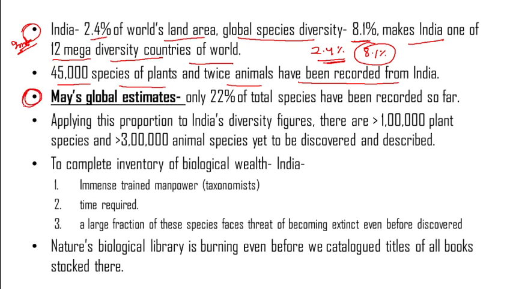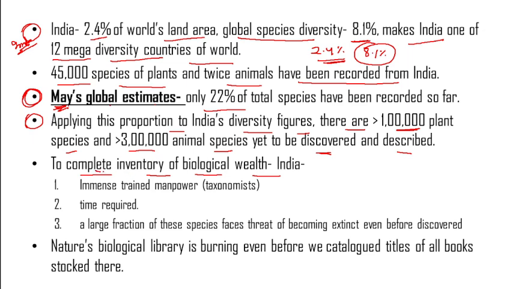Now, next important point, a question could be framed from here. May's global estimate. Who is this May? He is Robert May. We've just talked about Robert May's estimate. So, only 22% of the total species have been recorded so far. Applying this proportion to India's diversity figures, there are more than 1 lakh plant species and more than 3 lakh animal species which are yet to be discovered and described. Okay, important, you must know this. To complete the inventory of biological wealth in India, what all do we require?